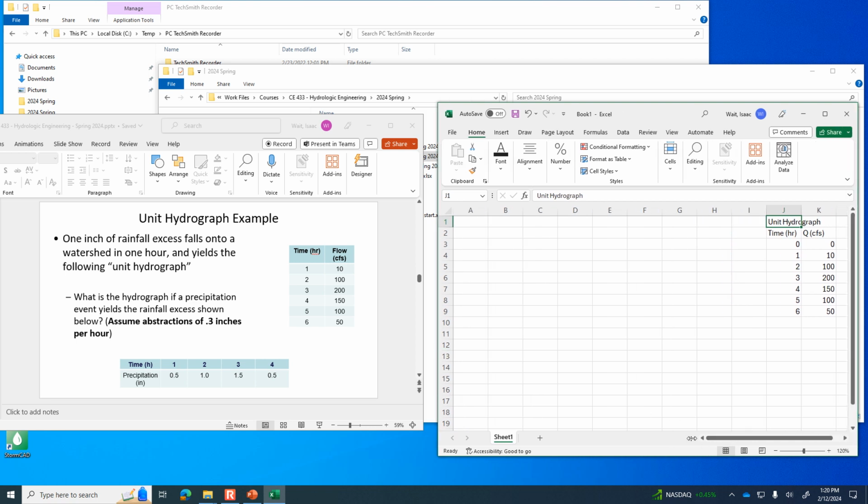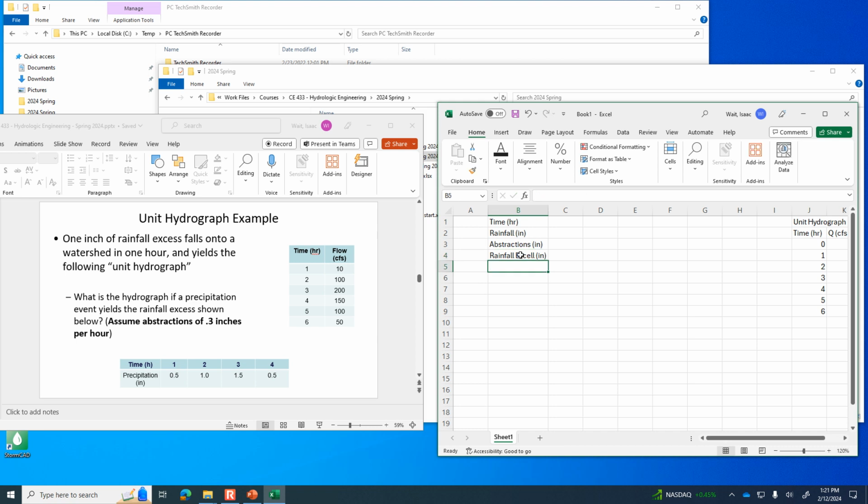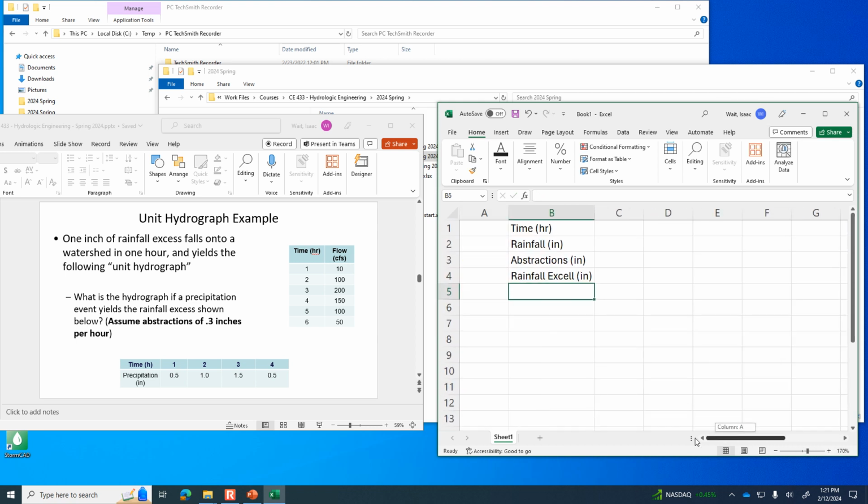Now, what we know is that I'm going to have the actual rainfall pattern up here. So time in hours, and then here I'll have the rainfall in inches, and then the abstractions in inches, and then the rainfall excess in inches. And I'm sorry that's small. I'll make it bigger in just a minute. Okay, so there's time 1, 2, 3, and 4, representing the first hour. So by time 1, what I mean is the time from 0 until 1. It's the first hour period. 2 is the second hour period. So the second hour period goes from 1 until 2. The third hour period goes from 2 until 3, and so on.